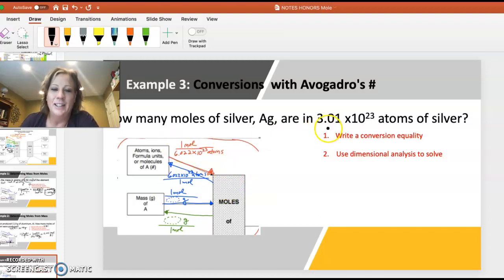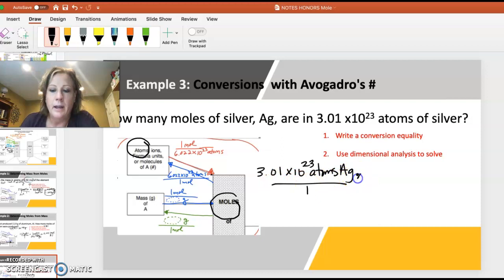So in this question, they want to know how many moles. So I'm trying to get here, and I'm starting with atoms. So I'm starting here. So I'm going to write out my beginning number always first. So I have that many atoms of silver, and I want to know moles. So I'm coming this direction in the red.